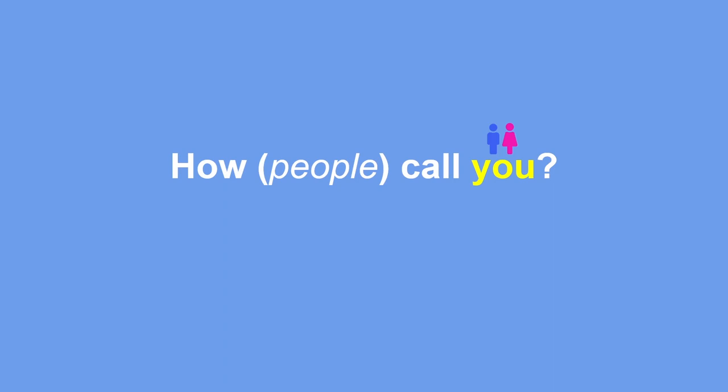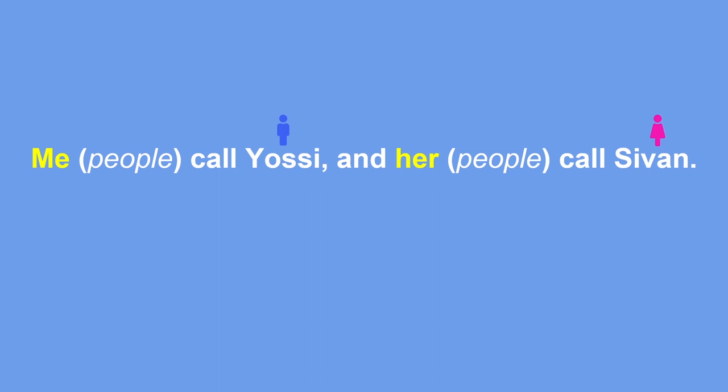How people call you? What are your names? Ech koraim lachem? Me, people call Yossi, and her, people call Sivan. My name is Yossi and her name is Sivan.